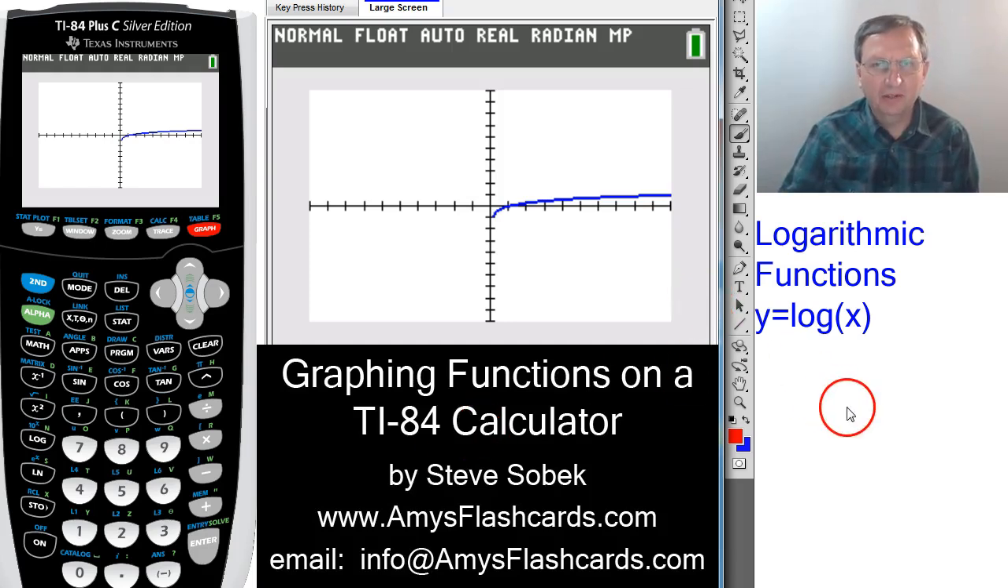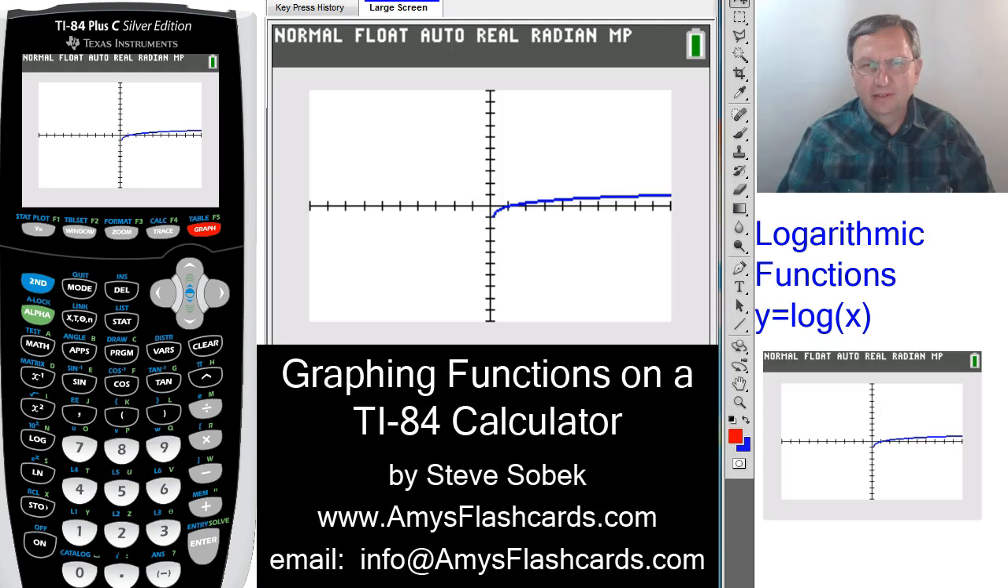I'll copy that over here and make some comments. Okay, here's a sketch of the logarithmic function y equals log of x. Those of you who studied logarithmic functions will remember that they are inverse functions of the exponential functions. Consequently, their graphs look like reflections of the exponential functions about the line y equals x. So where we had horizontal asymptotes in the exponential functions, we will have vertical asymptotes in the logarithmic functions.